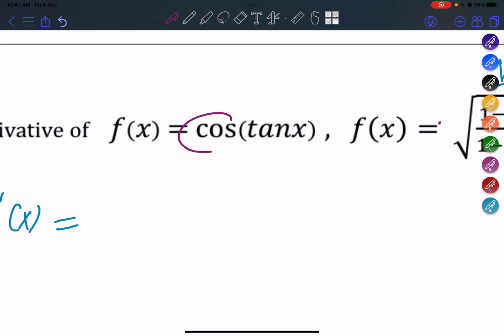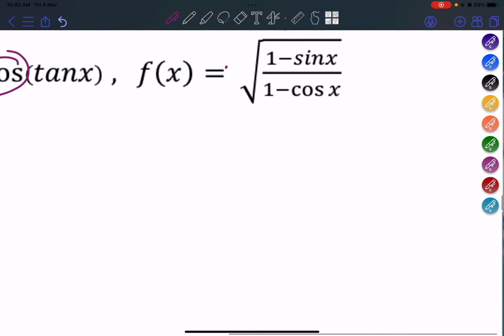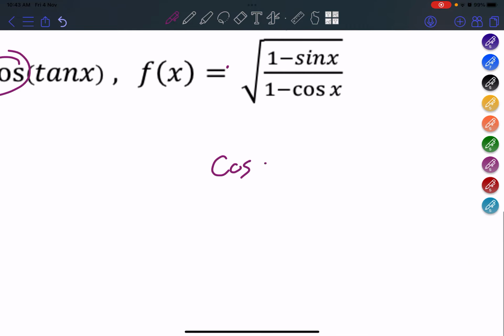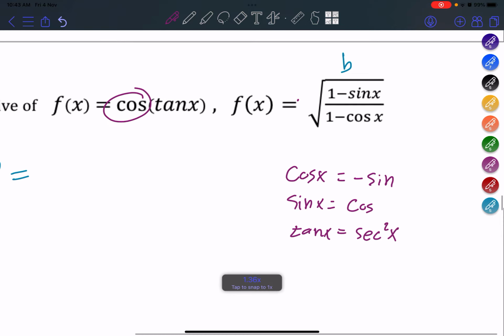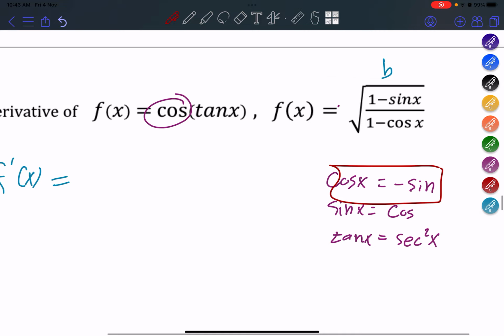So what is the derivative of cosine? Basically, we said that the derivative of cosine x will equal negative sine x. The derivative of sine x will be cosine x. And finally, the derivative of tan x will equal sec squared x. Okay? Now, we'll actually use the first one, which is cosine x.